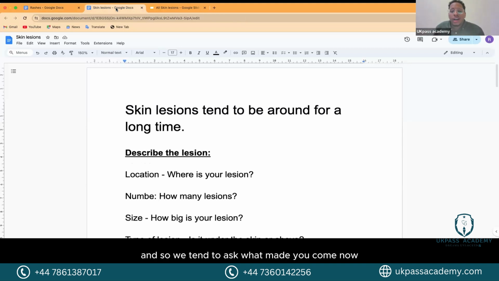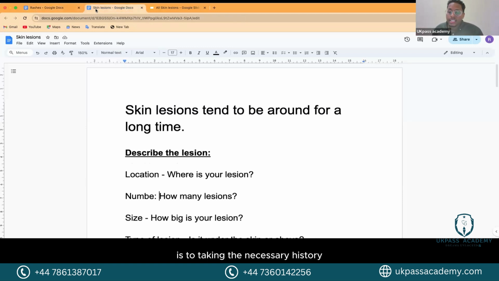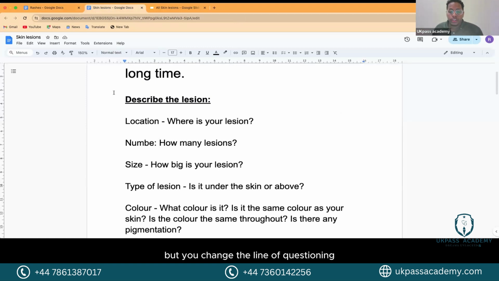And so we tend to ask, what made you come now? But these rashes tend to come in the last couple of weeks, and they tend to be symptomatic in different ways, and they tend to have patterns. The key to diagnosing a rash or a skin lesion is taking the necessary history. Both types of history are very similar, but you change the line of questioning when you realize that this is a long-term skin lesion and it could be cancer based on the age, for example. So we'll talk about that in a second as well.